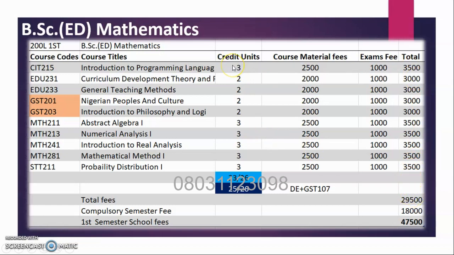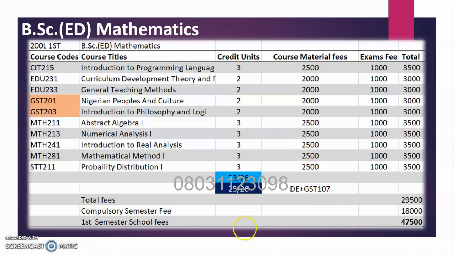So this is 200 level first semester, and you can see for 100 level regular students, you must have done GST 107, unless you forgot it. If you did, here you will have to add it. Those that came in through direct entry, you must do GST 107. You must add it.